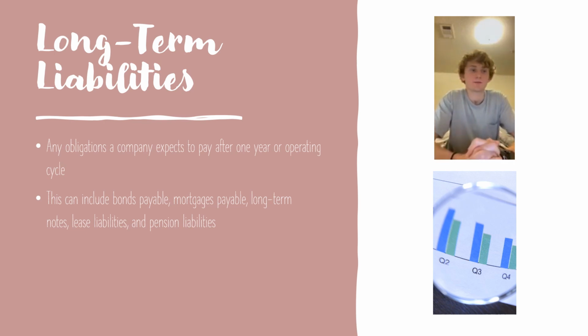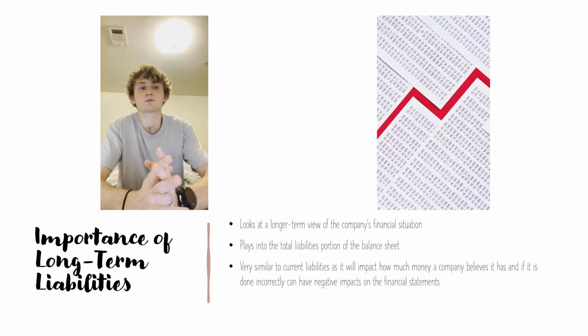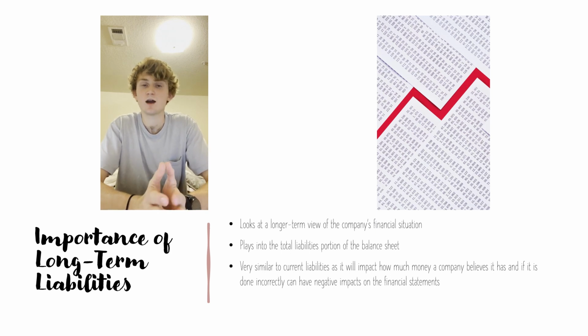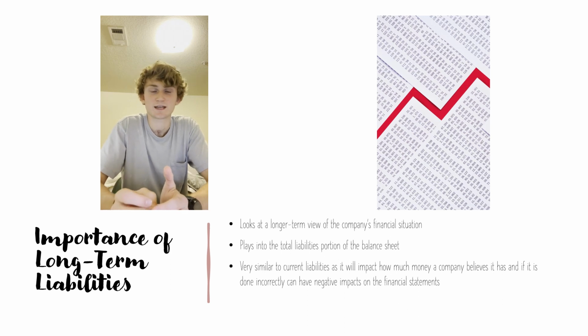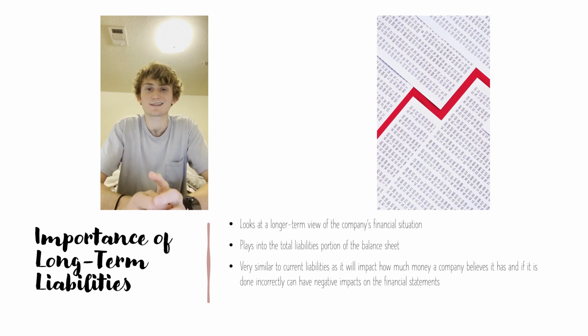Next up is our long-term liabilities. Long-term liabilities are any obligations that a company expects to pay after 1 year or after one operating cycle. These can include bonds payable, mortgages payable, long-term notes, lease liabilities, and any pension liabilities that a company may have. The importance of long-term liabilities is that it looks at a longer-term view of a company's financial situation. It plays into the total liabilities portion of the balance sheet, and it's very similar to current liabilities as it impacts how much a company believes it has, and if it's done incorrectly, it can have negative impacts on both the financial statements and how an investor or someone assessing the financial health of a company will assess this company as performing.